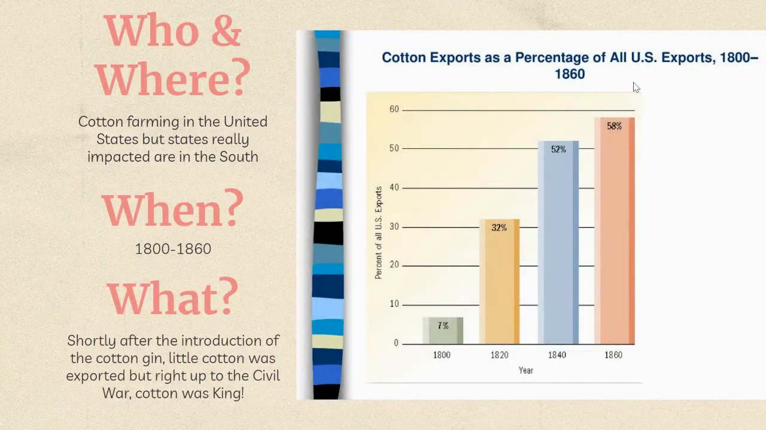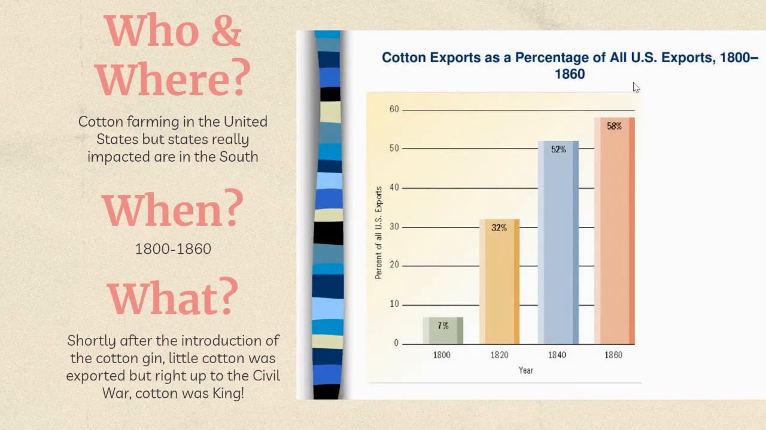Cotton exports are only 7% of all U.S. exports, all goods being traded to other countries. That's a small percentage, not even 10%. Meanwhile, as we start to move forward through the decades, you see by 1820, there's a lot of growth. There's still a lot of growth. And by the time you get to 1860, there's not a lot of growth from 1840 to 1860.